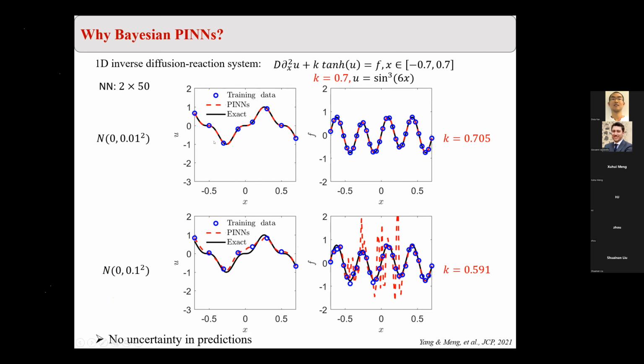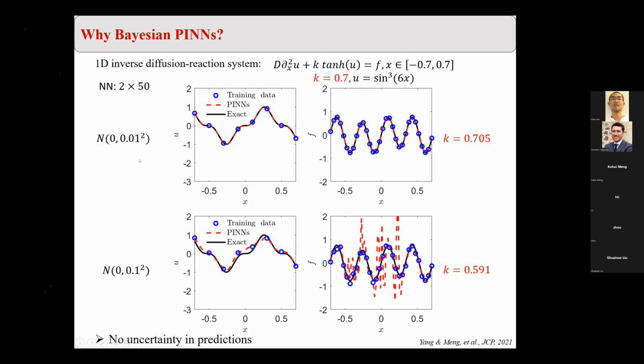So we can use the numerical solver to solve this equation to generate the training data, and then I add some noise in the training data for both F and U. The blue points are the training data for F and U. If we use PINN to solve this equation, for the first case, I just add 1% error in the training data, and the red dashed line is the prediction from PINN for U and F. As we can see, we get a very accurate prediction for both U and F. And this is the prediction for K, which also agrees well with the reference solution.